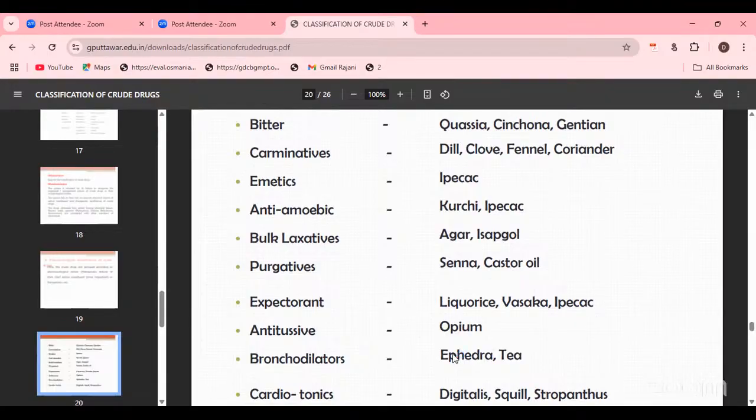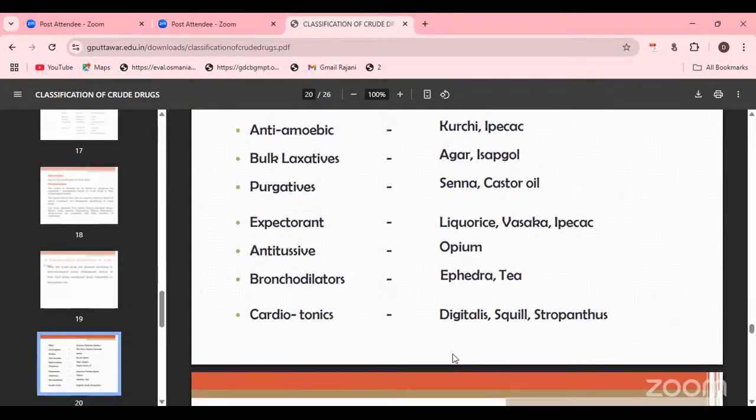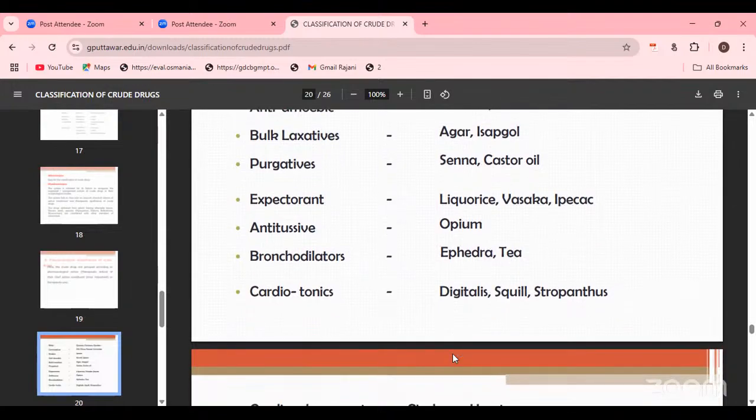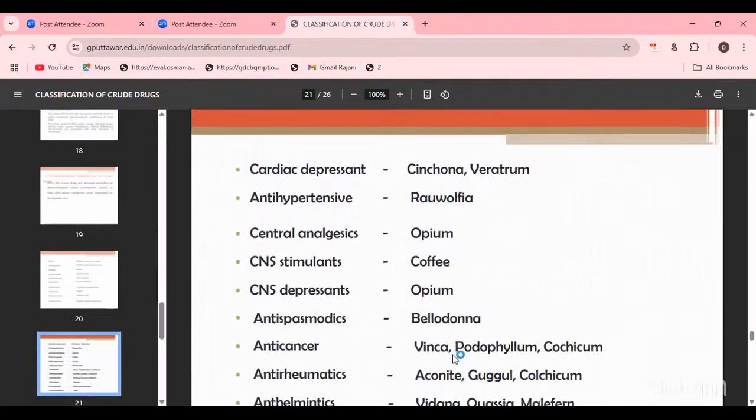Emetics: Ipecac. Anti-amoebic: Kurchi and Ipecac. Next, bulk laxative: agar, isabgol. Purgative: senna, castor oil. Expectorants: liquorice, vasaka, ipecac. Antitussive: opium. Bronchodilators: ephedra. Cardiotonic: digitalis, squill, strophanthus. Cardiac depressant: Veratrum.